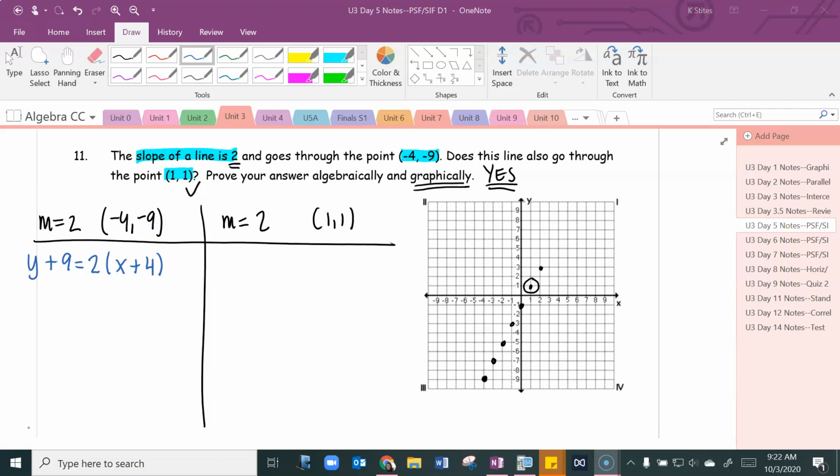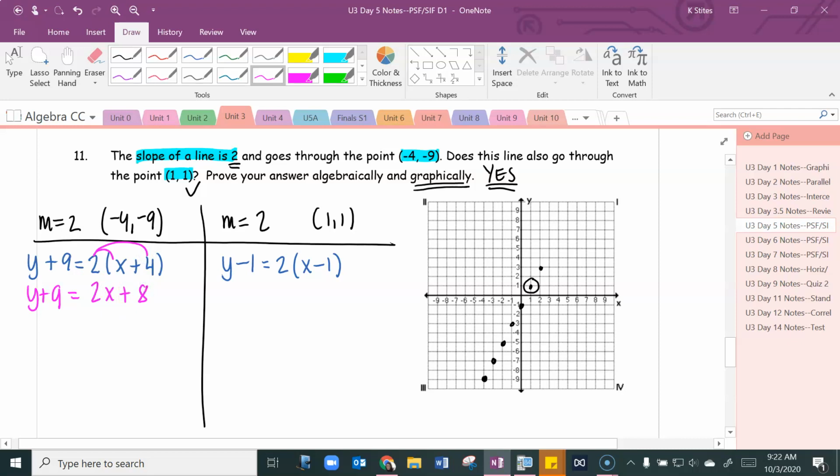So that's point slope form. Let's do point slope form for the other one as well. Y, and then the opposite of our y coordinate, well, that's just a -1, equals our slope. Opposite of your x coordinate, well, that's a -1 as well. These clearly look nothing alike, but look what happens when we distribute and solve. Okay, so I'm now going to move this to slope-intercept form by distributing 2x plus 8 and subtract my 9 over. Y equals 2x, 8 minus 9 is -1. Okay, so there's my slope-intercept form.